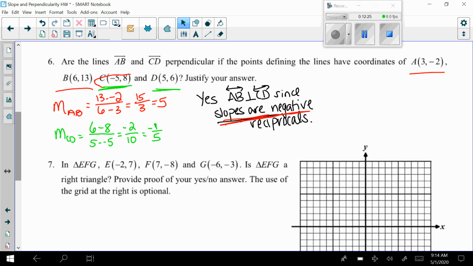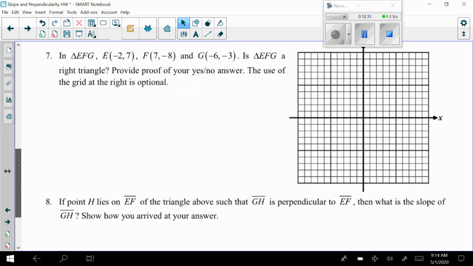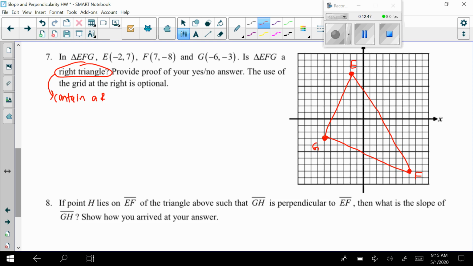Okay, last one. We're going to do a little proof here on this last one. So we're going to plot these points. I'm going to pause it. Okay. So it wants to know if this is a right triangle. Well, if it's a right triangle, then it's going to have a right angle, right? So if it's a right triangle, it has to contain a right angle. And this is what we're trying to see, does this have a right angle?